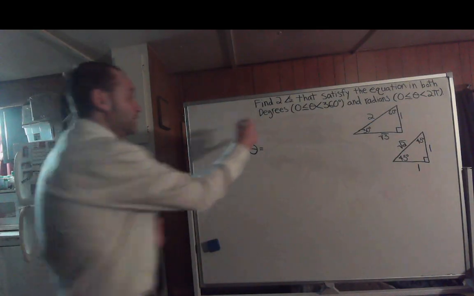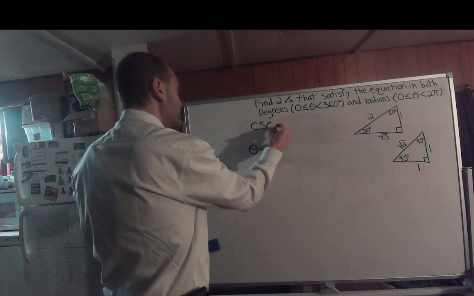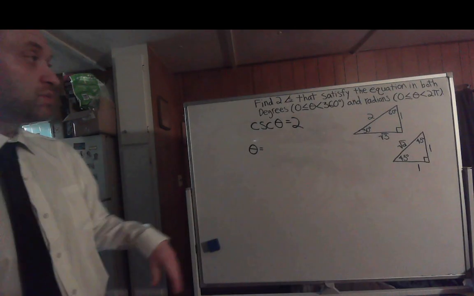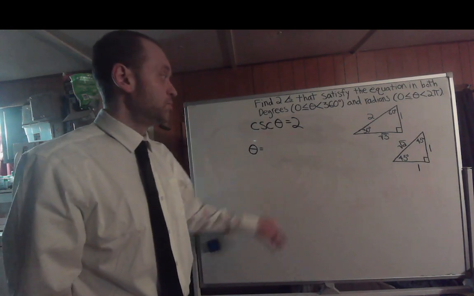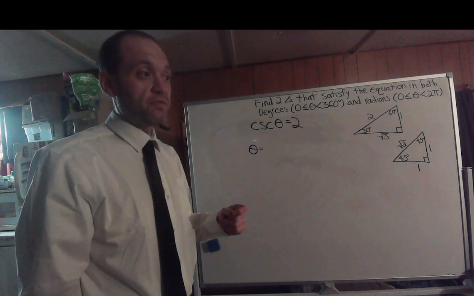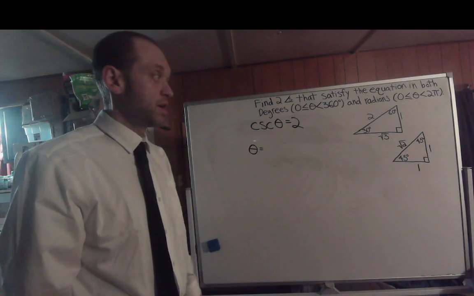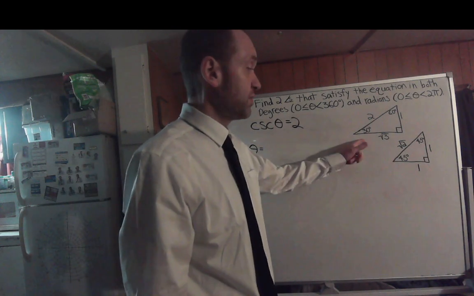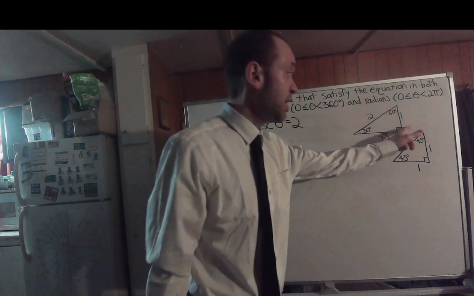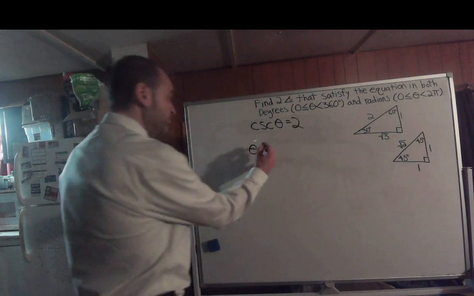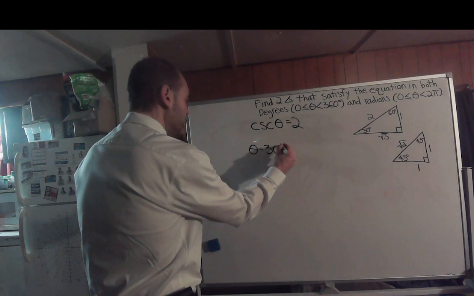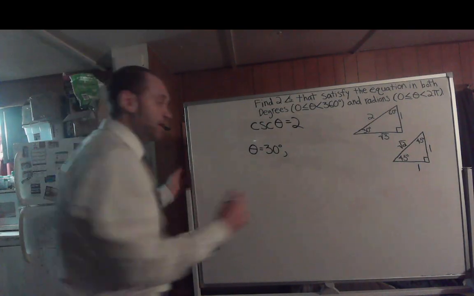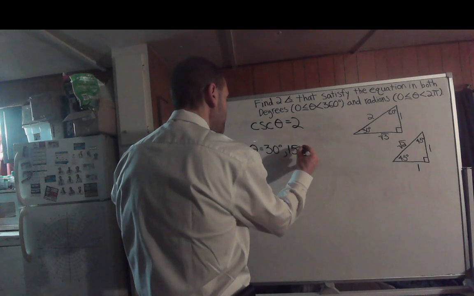Alright, let's see. We have the cosecant of theta equals positive 2. So we got the cosecant of theta equals positive 2. Well, where's the cosecant positive? That's going to be in the first and second quadrants, right? If we look at our 30, 60, 90 right triangle, the cosecant of 30, well, that's going to be hypotenuse over opposite, 2 over 1, which is 2. So for sure we have 30 degrees. Then we need to find the second quadrant equivalent to that. Take that 30 from 180, you'll end up getting 150 degrees.